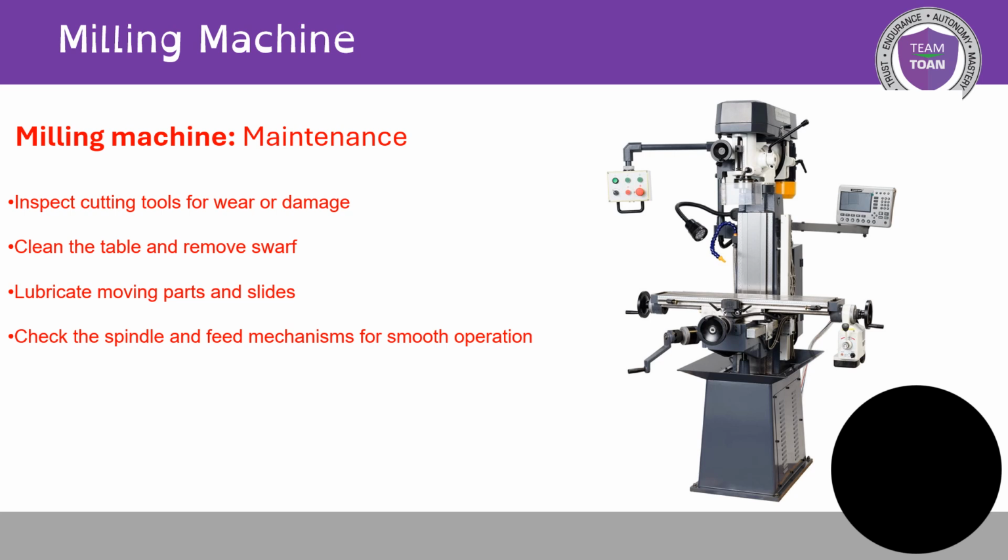Maintenance for the milling machine is very similar to the CNC router. So inspect cutting tools for wear or damage, clean the table and remove swarf, again very similar to the center lathe there. So swarf is the debris and the waste from metal. Lubricate moving parts and slides, and check the spindle and feed mechanisms for smooth operation.